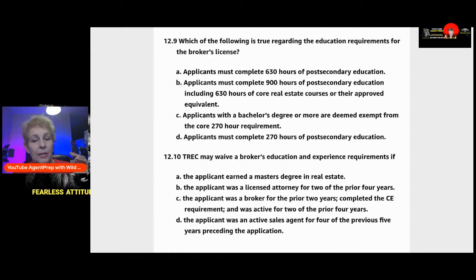Oh, no, it's not A. The applicant earned a master's degree in real estate? No. You're only allowed 630 hours of core real estate courses, whether it's a bachelor's or a master's. We still are required to take 270 core hours. So 630 would be approved by track or equivalent, and then the other 270 are core classes.